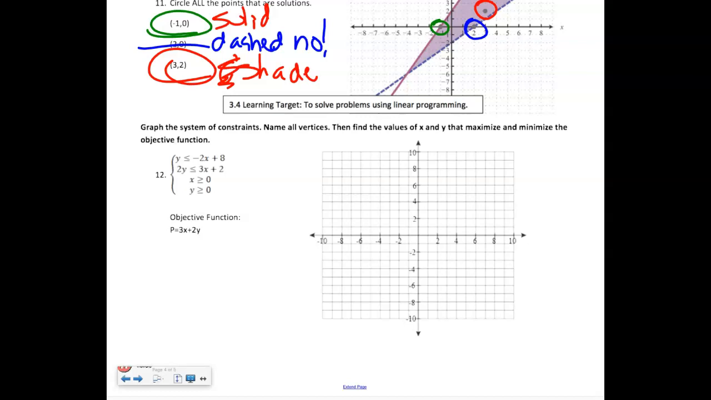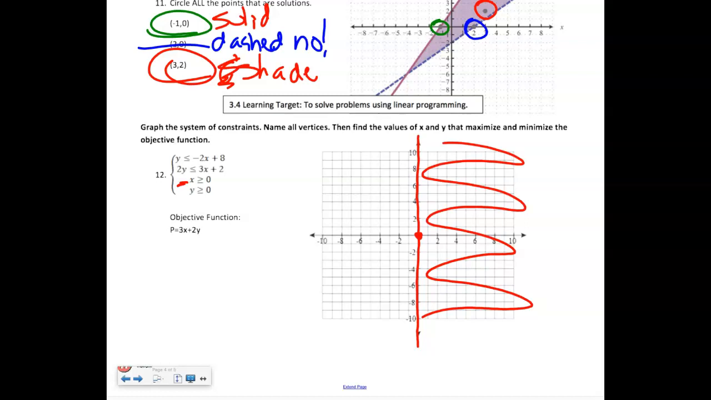I'm going to do these easy ones first. I see this one right here. I just have x and a number, so that means I'm going to have a vertical line at 0. And it says everything greater than, so that means I'm going to shade everything over here. Okay. This one says y and a number, so that means I have a horizontal line. And it says everything greater, so that's everything above.